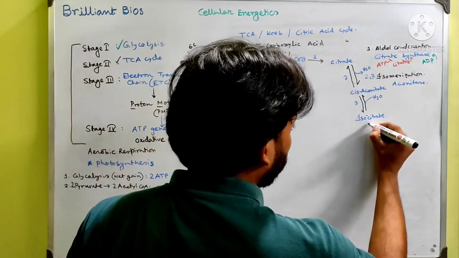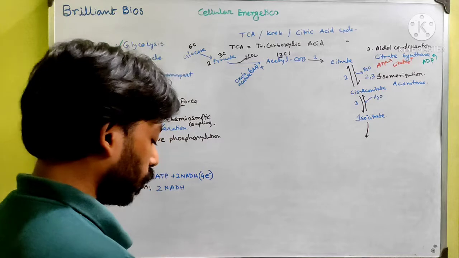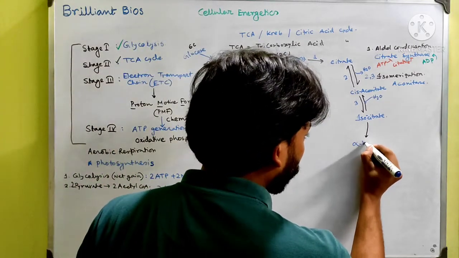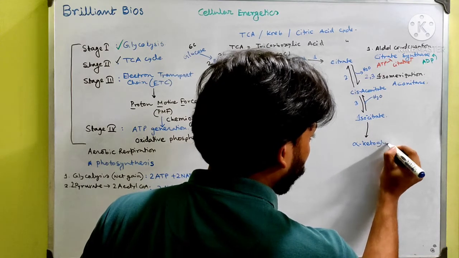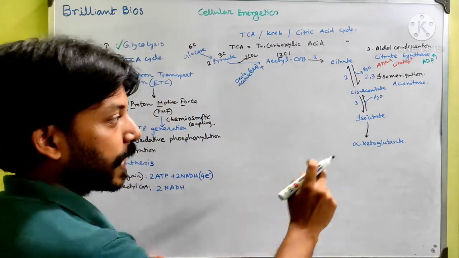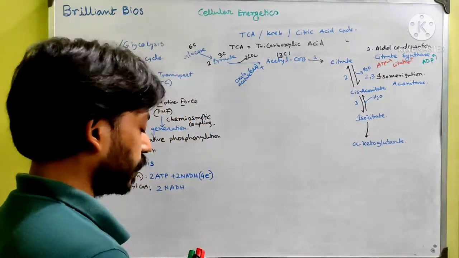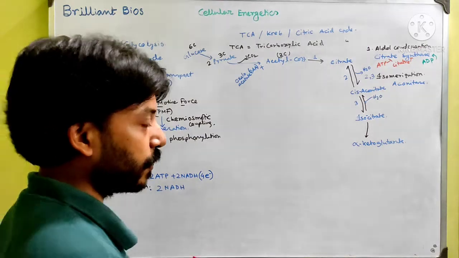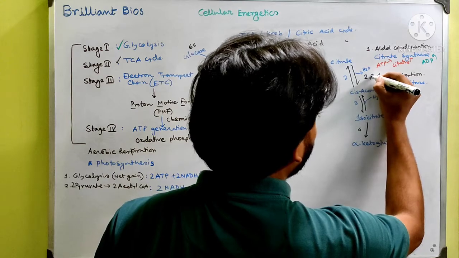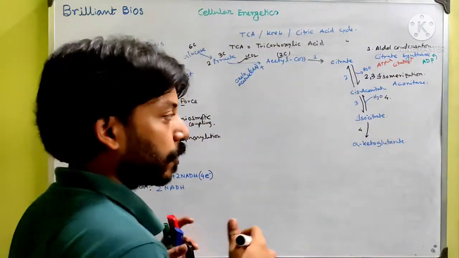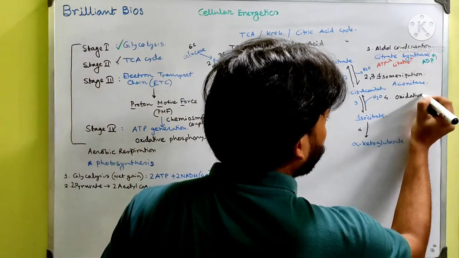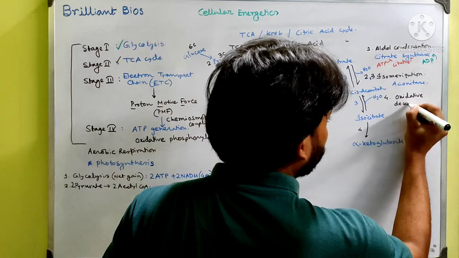Now another thing occurs in the fourth step. This isocitrate goes through an irreversible process and makes another product called alpha-ketoglutarate. You can remember this step easily, alpha-ketoglutarate, and this is an irreversible step. So this is the second irreversible step. I can write here that this is the fourth step, and this is the second and third step. In the fourth step, the reaction is called oxidative decarboxylation.